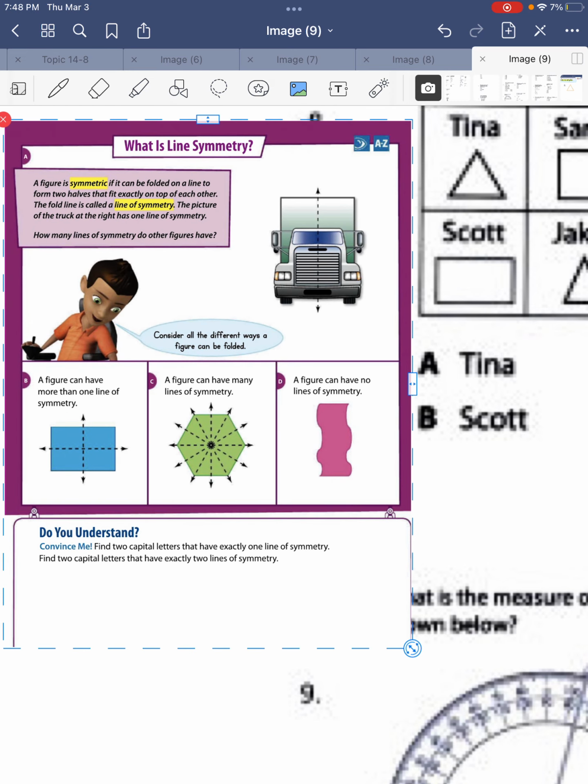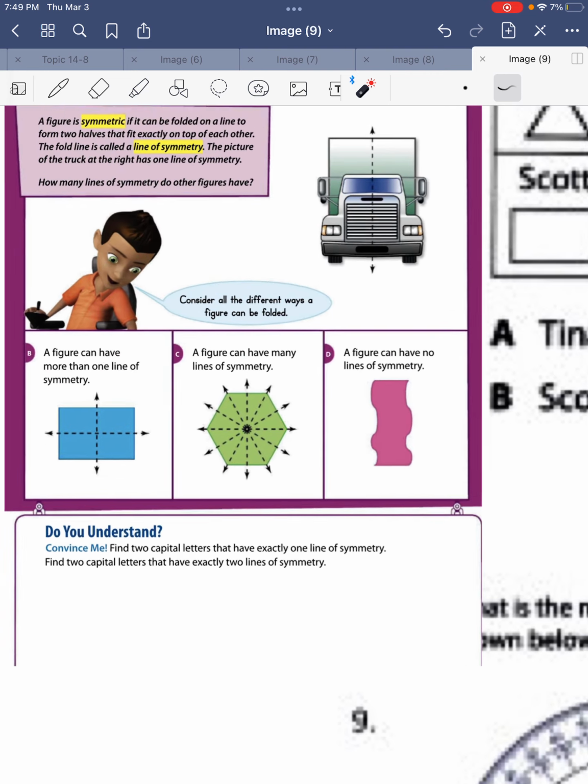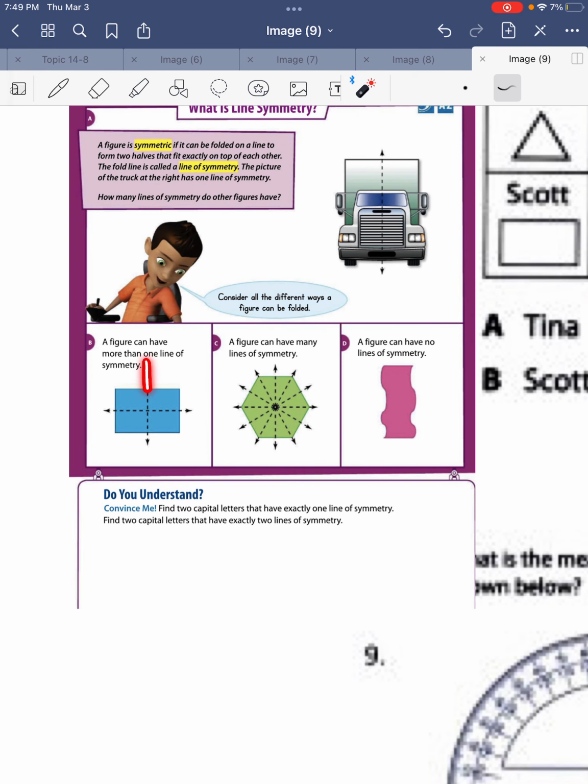Okay, symmetry just means, again, it can be folded on a line to form 2 halves that fit exactly on top of each other. The folded line is called a line of symmetry. So it's like these shapes. For a rectangle, I have 2 lines of symmetry. For a hexagon, I have 1, 2, 3, 4, 5, 6 lines of symmetry.